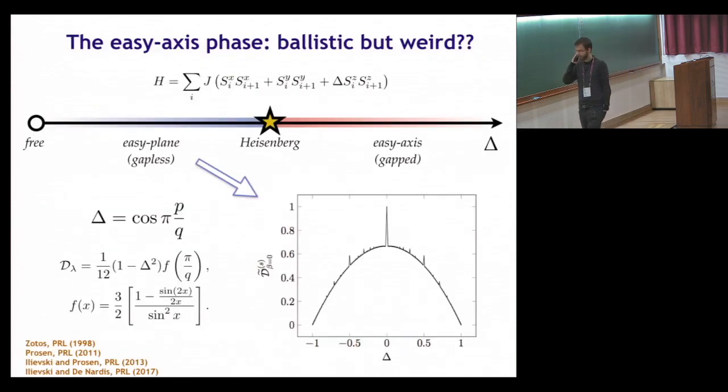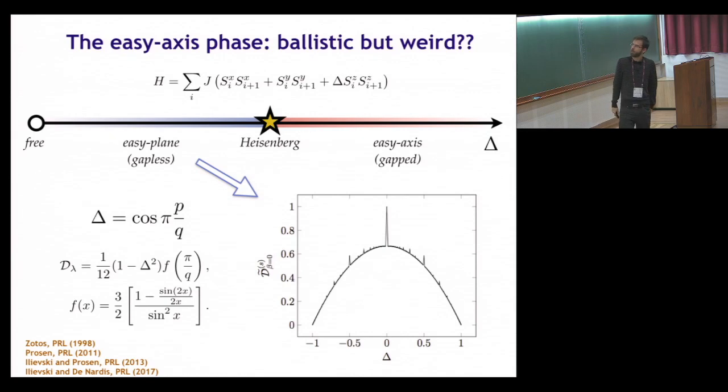All right, but the main topic of my talk will actually be this other phase. This other phase, which you can call easy plane or gapless, is the regime where you have a Luttinger liquid ground state. So in some ways, it's the most conventional and the most exotic. It's the most conventional because it has ballistic transport. That's what you would expect for integrability, so it kind of makes sense.